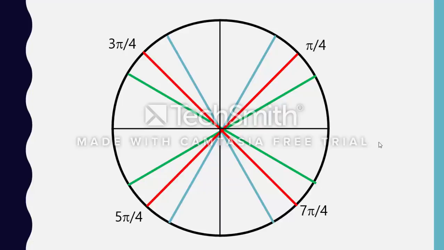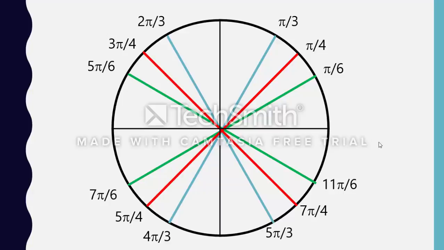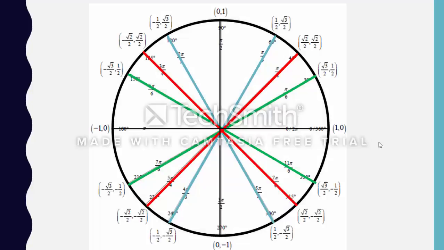So let's put this all together. We have our pi over 4 angles, our pi over 6 angles, and our pi over 3 angles. So now you've memorized the radians of the entire unit circle. The next video will teach you how to memorize the ordered pairs associated with the unit circle.